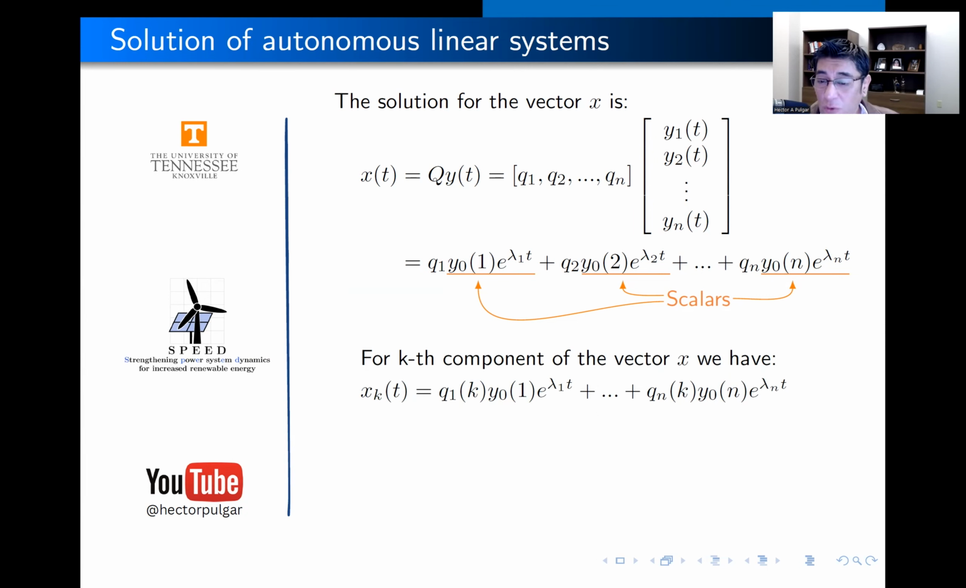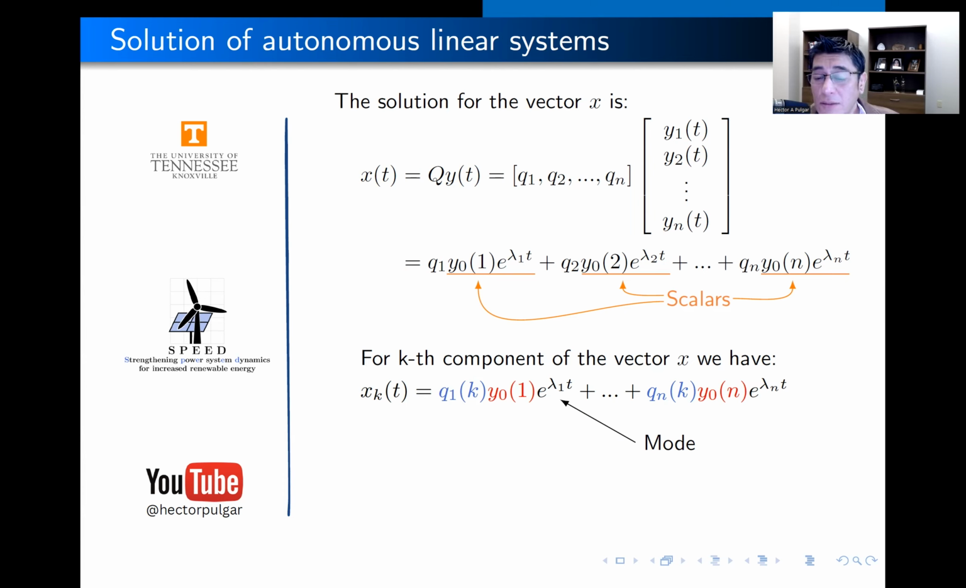For a generic variable xk, all we have to do is pick the k component of each of the eigenvectors, and we have an explicit solution, as you can see here. In this solution, we need to differentiate three components. The first one is related to these exponential terms. These are called modes because they describe a type of dynamic behavior we might have in the system.